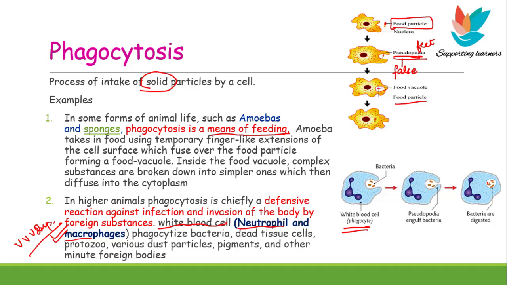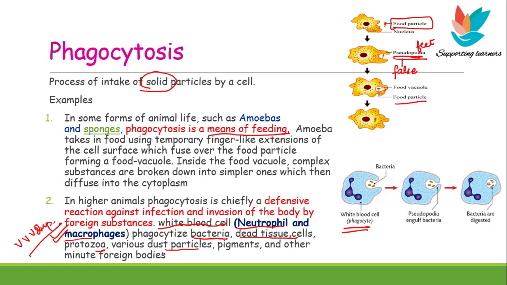Okay, so phagocytosis करते हैं WBCs, that is neutrophils and macrophages. और ये क्या क्या phagocytose कर सकते हैं? बैक्टीरिया को phagocytose कर सकते हैं, dead tissues and cells, जिन cells की death हो जाती है, they are not required by your body now. ठीक है, तो they have to be removed, they have to be eliminated. So WBCs are responsible for that. Protozoa and various dust particles, pigments and other minute foreign particles, they are phagocytosed by the WBCs.